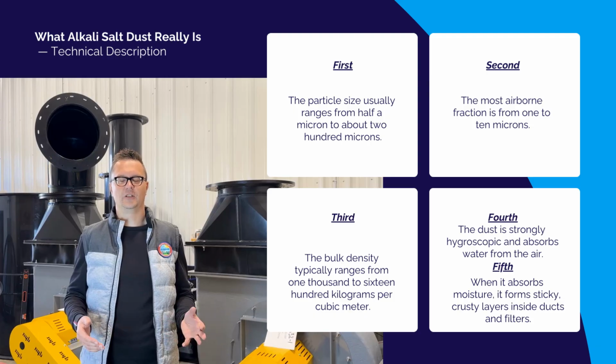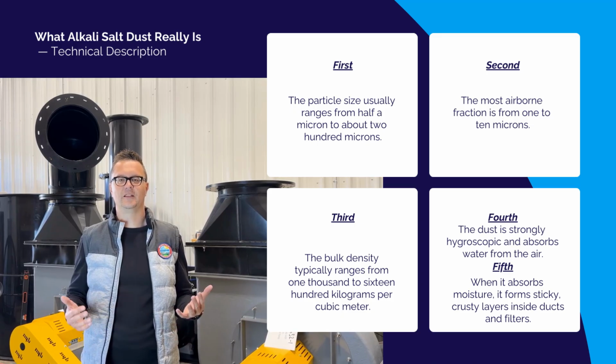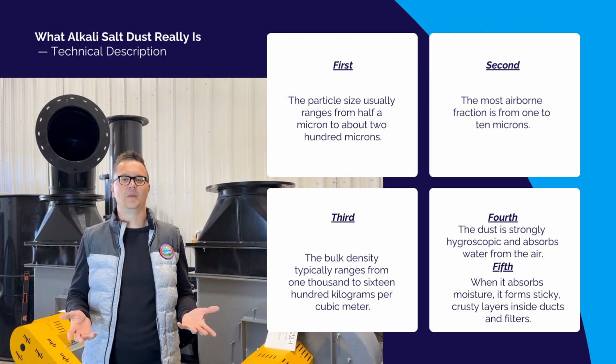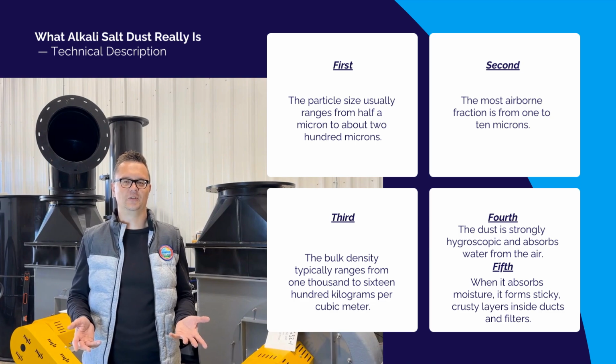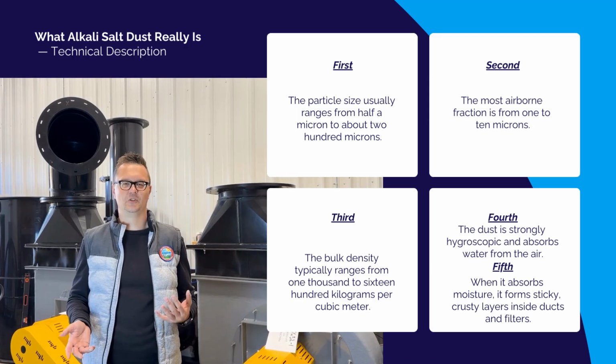What alkali salt dust really is. Alkali salt dust forms when dry salts become airborne during production, drying, crushing, or handling. These salts include sodium carbonate, sodium chloride, sodium bicarbonate, potassium carbonate, and similar compounds. Technically speaking, first, the particle size usually ranges from half a micron to about 200 microns. Second, the most airborne fraction is from 1 to 10 microns. Third, the bulk density typically ranges from 1,000 to 1,600 kilograms per cubic meter.